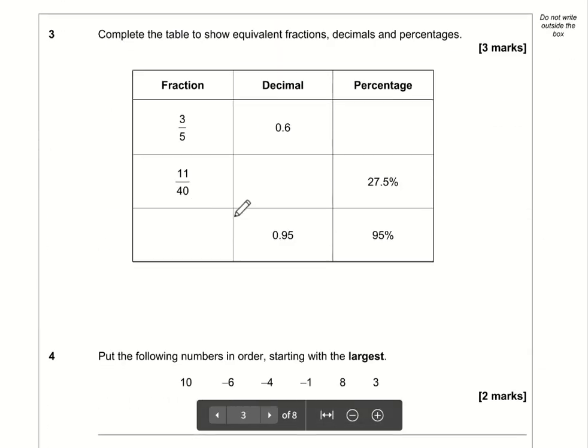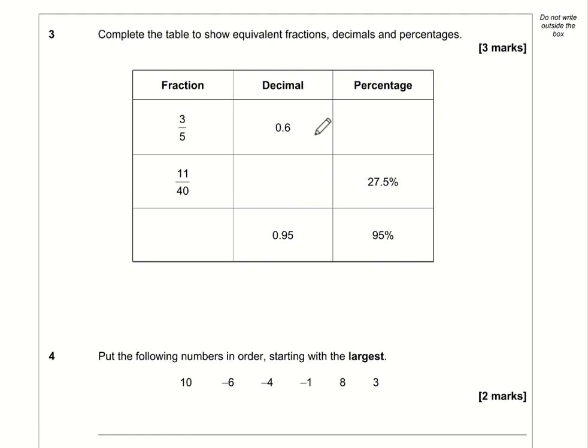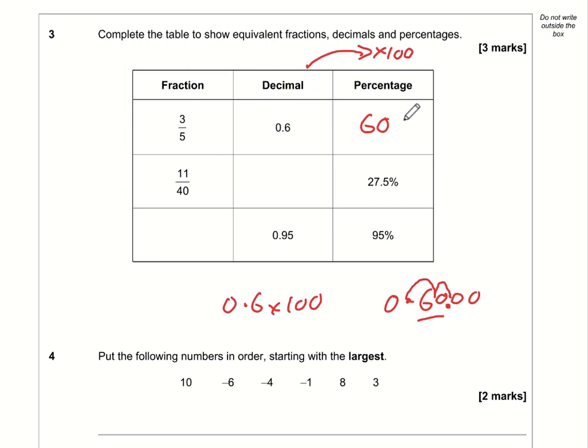Let's move on to 3. So fractions, decimals and percentages. Well, to go from a decimal to a percentage, we multiply by 100. So 0.6 multiplied by 100. We're going to move the decimal point 2 positions. So let's write 0.6 with a few zeros after it, so we can move the decimal point more easily. So we can see that that is 60%.